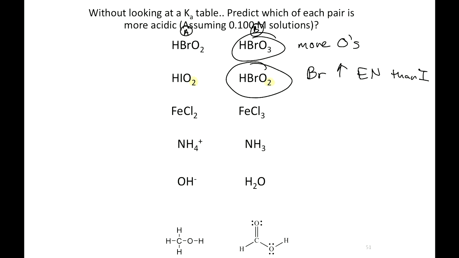So when you dissolve FeCl2 into water, what kind of iron do you get? Iron 2+. Versus the other one is what? Iron 3+. So which one is more acidic? The 3+.